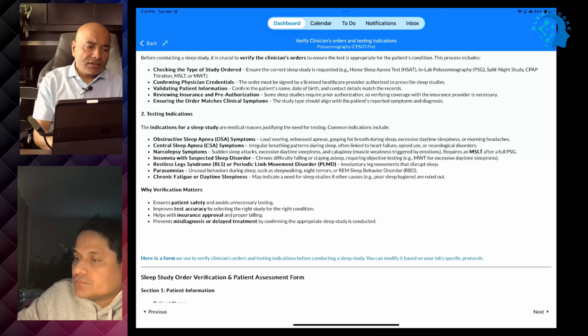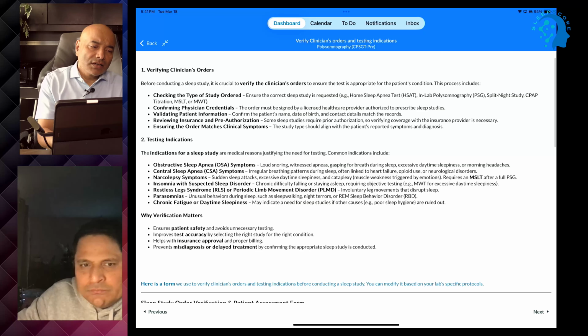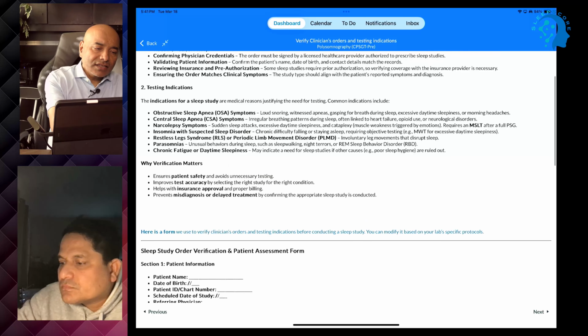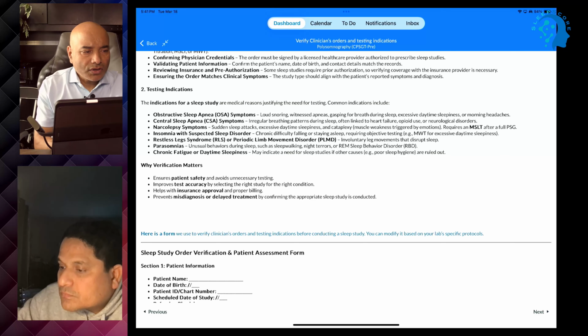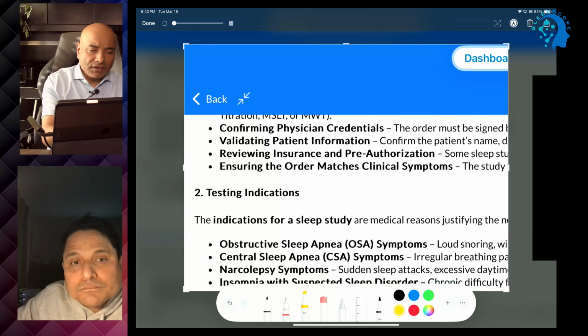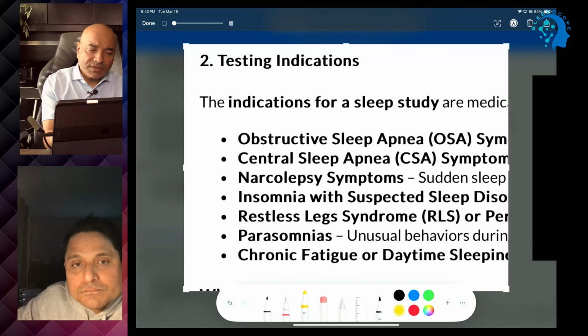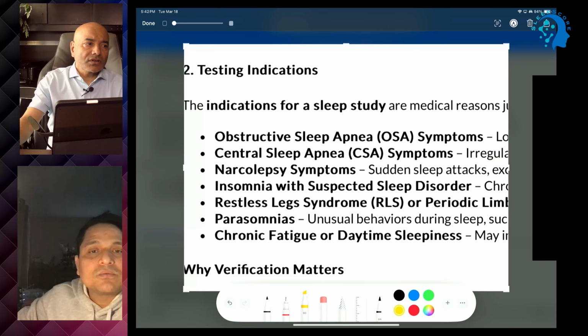Then we have to check that the doctor's signature is there, and all these things we have to make sure of. Number one, several things we have to check. Number two, testing indication. Here you can see it is written obstructive sleep apnea. Let me show you. Look at this one: testing indication, obstructive sleep apnea. Obstructive means when it is completely blocked, that is called obstructive sleep apnea.